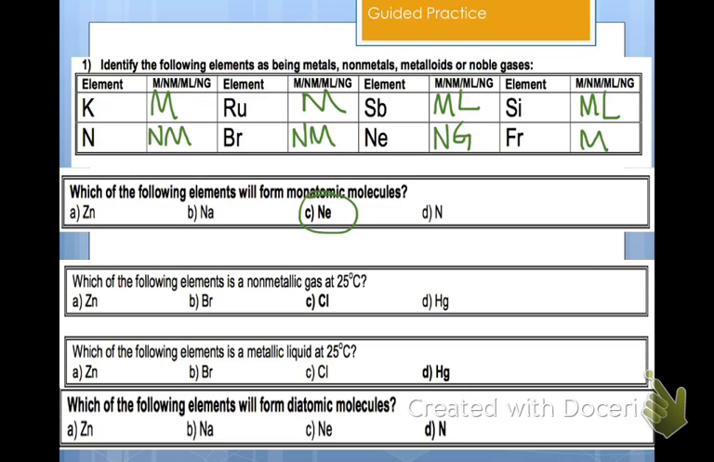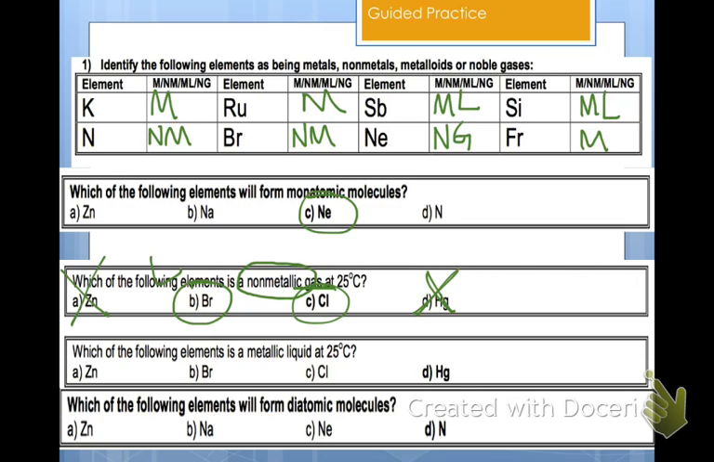Which of the following elements is a nonmetallic gas? Well, here's how I do these. Nonmetal means zinc is out and mercury is out because those are metals. Then we go down to bromine and chlorine. There's only 2 liquids on the periodic table, and you've got to know them by name: bromine and mercury. We already eliminated mercury because it's not nonmetallic. That brings us to bromine. Oh my God, I'm reading the question wrong. How many of you can relate to that? A gas, this is a liquid, so chlorine is the gas.